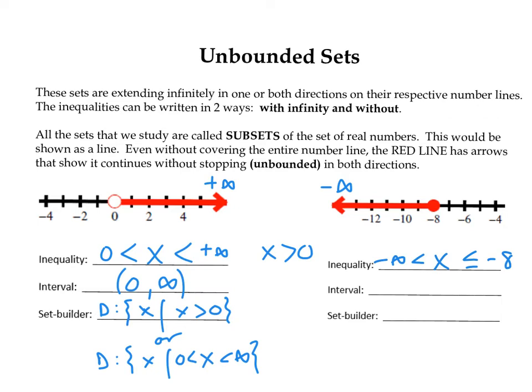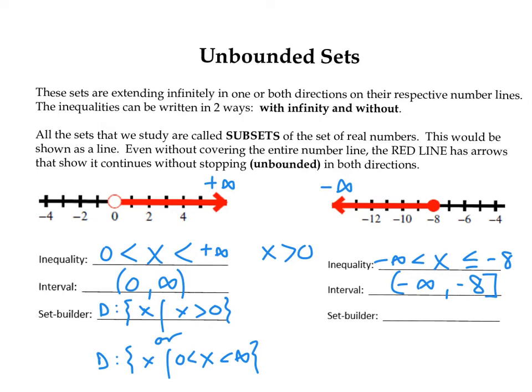Interval notation, same thing. We write the smallest value and the largest value. Now, because it does not include negative infinity, we put parentheses. Because it actually includes the negative 8 and it's a closed dot, we put the brackets.